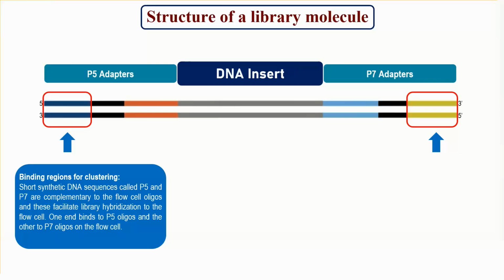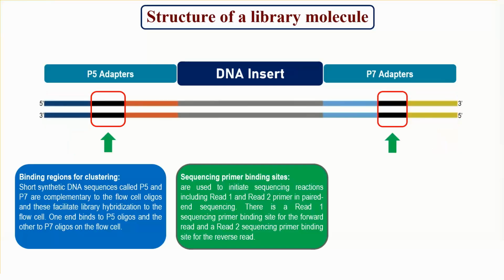One end binds to P5 oligos and the other to P7 oligos on the flow cell surface. The adapters also contain sequencing primer binding sites, which are used to initiate sequencing reactions, including read 1 and read 2 primer in paired end sequencing. There is a read 1 sequencing primer binding site for the forward read and a read 2 sequencing primer binding site for the reverse read.